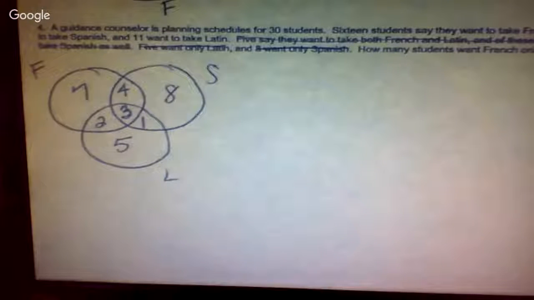I need 16 total in the French. So I've got 4, 3, and 2. 7. Now that you've got that all filled in, how many students want French only? 7 students.